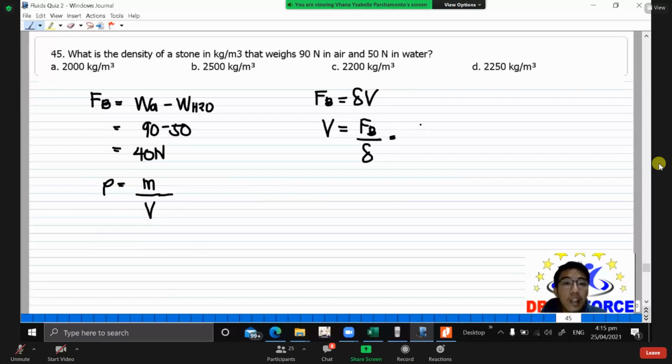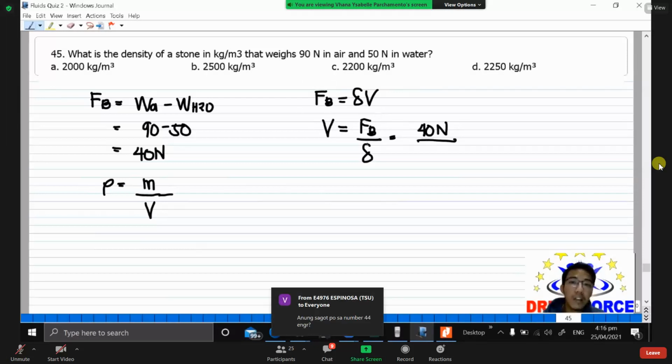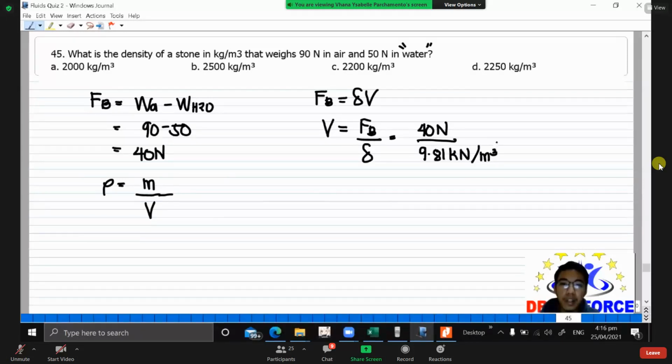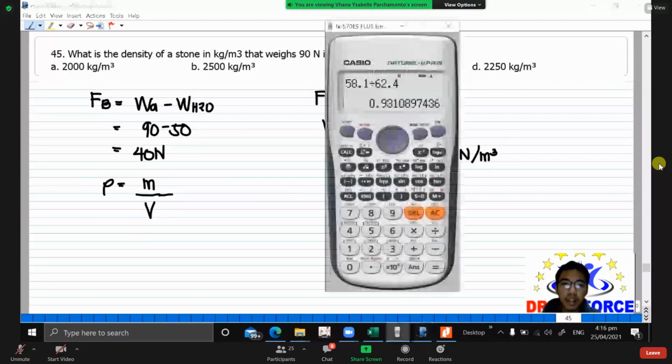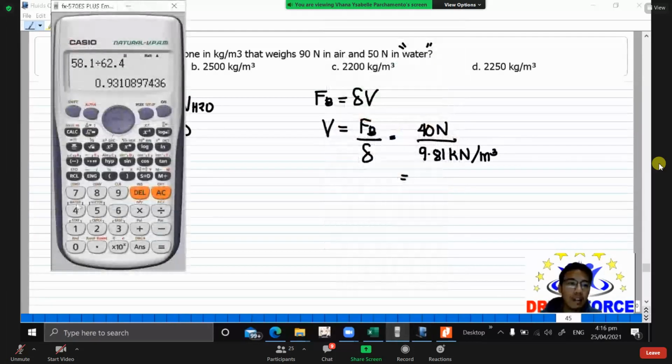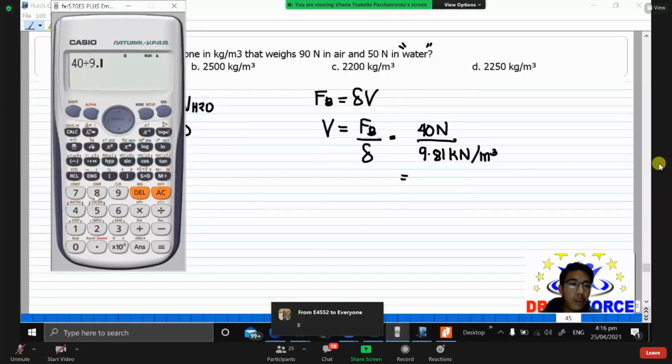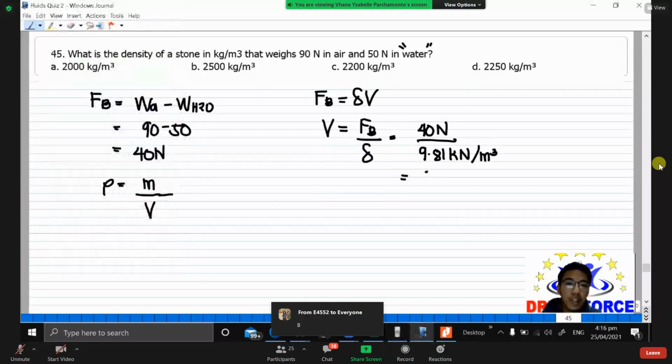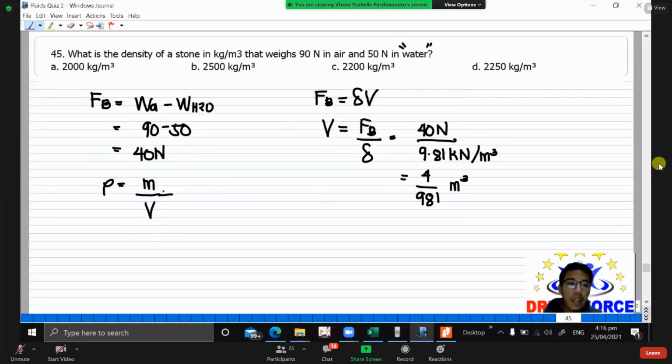So buoyant force is 40 newtons. The specific weight here, since buoyant force is involved, the fluid is the concern. So, what is the specific weight of our fluid? Of water. You have 9.81 kilonewtons per cubic meter. So, what remains is cubic meter. So, we have 40 divided by 9.81 kilo. This is just to be exact. So, we have 4 over 981. That is in cubic meters. So, you now have the volume.